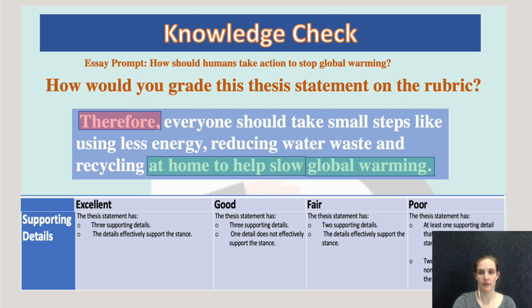Last, let me check for 3 supporting details. The statement mentions using less energy, reducing water waste, and recycling. There are 3 total supporting details and they all support the claim that we need to take small steps at home to slow global warming. This thesis would be given a perfect score of excellent. Hopefully you scored it the same. Again, feel free to replay the video if you didn't catch something or if you need more information.